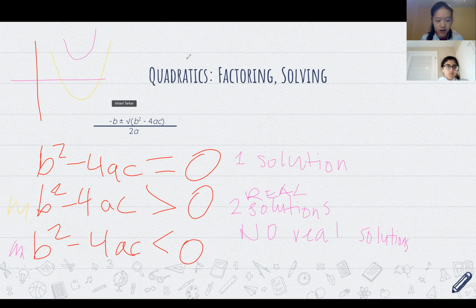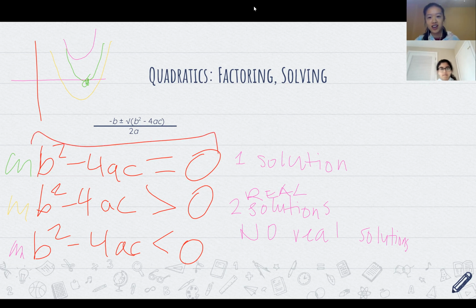So this is why the discriminant is important, because you don't actually need to plug all the numbers in to figure out if the graph has solutions at all. So that's pretty useful. So that's the discriminant. Any questions about this?